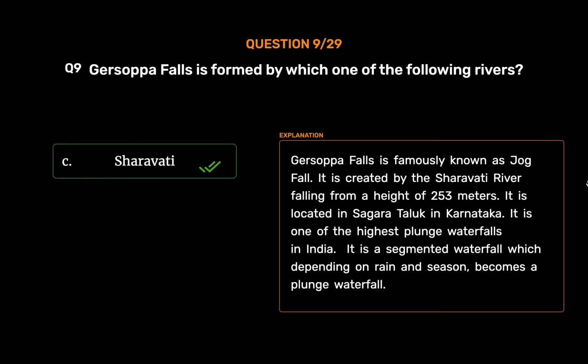Sharavati. Gersoppa Falls is famously known as Jog Falls. It is created by the Sharavati River falling from a height of 253 meters. It is located in Sagara Taluk in Karnataka. It is one of the highest plunge waterfalls in India. It is a segmented waterfall which, depending on rain and season, becomes a plunge waterfall.